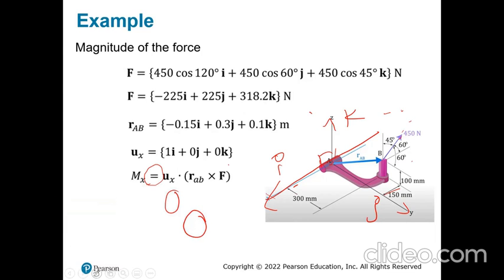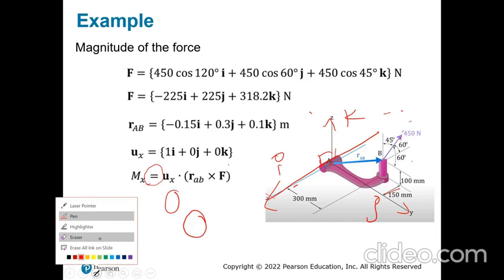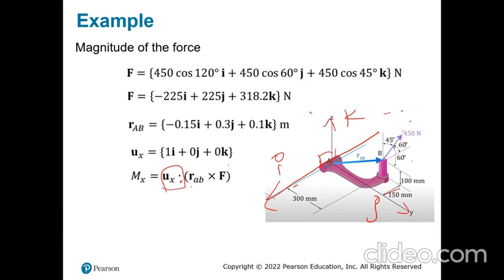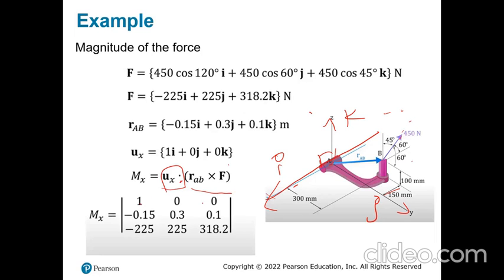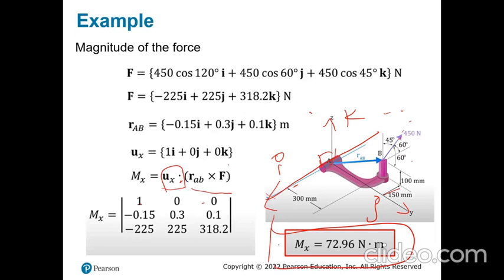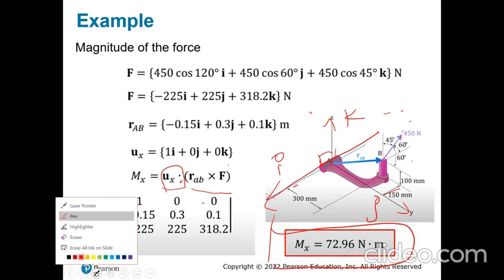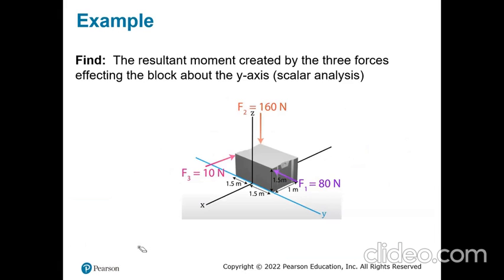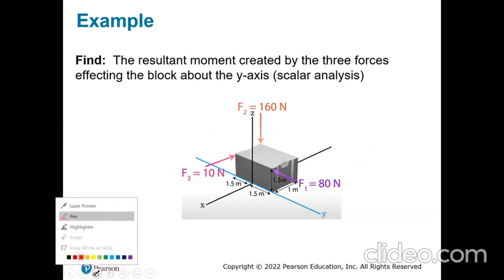So now I'm going to use my equation to find my moment. My moment is going to be this unit vector scalar product of my position vector times F. So I write my matrix: 1, 0, 0 and everything. So finally my moment is going to be that. It's as simple as that. So our only task is to find the position vector, if the force vector is given. Otherwise you have to find the force vector and then get the unit vector. Okay, let's look into the next example.